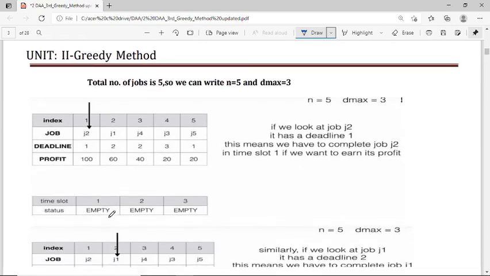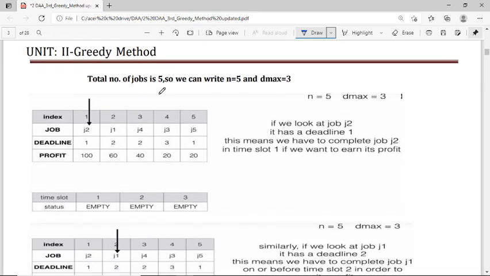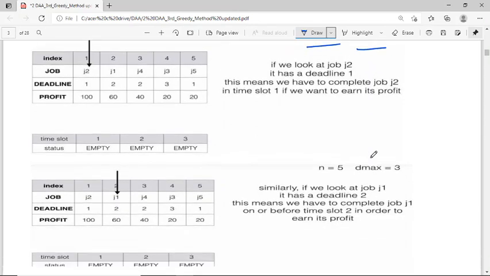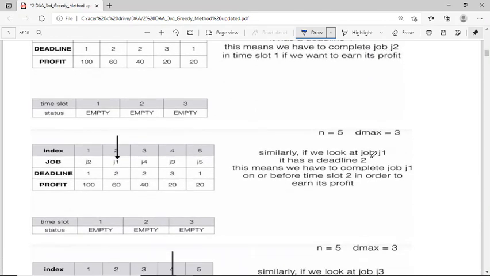Next, the total number of jobs is 5, so we write n equals 5 and Dmax equals 3. First, we are looking at job 2. It has a deadline of 1. This means we have to complete job 2 in time slot 1 to earn the profit.